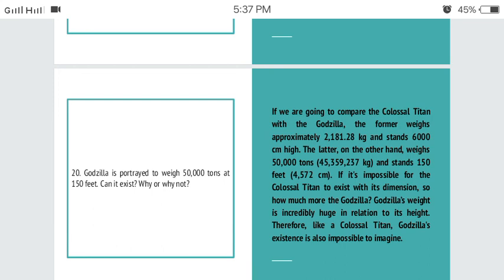Godzilla's weight is incredibly huge in relation to its height. Therefore, like the colossal titan, Godzilla's existence is also impossible to imagine.